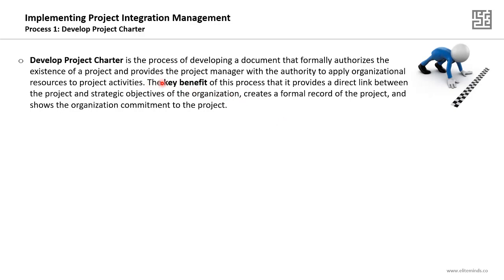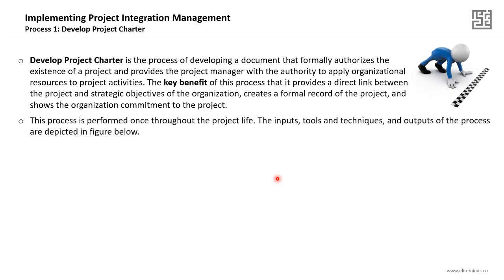So this process, or the project charter, will create the link between the project you are managing and the strategic objectives of the organization. How? Actually, the organizational management will never accept having a project without a clear link to the organizational strategic objectives. So having the project charter is a formal record. It's the birth certificate that allows you to use the organizational, financial, and human resources to kick off your project. This process is performed once throughout the project. The project charter is a document that is rarely updated throughout the project.